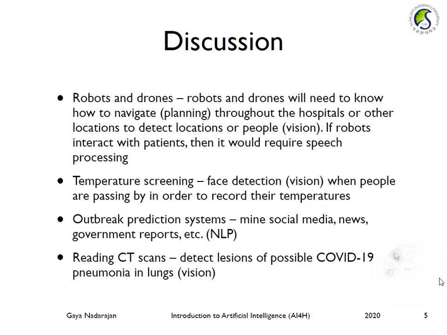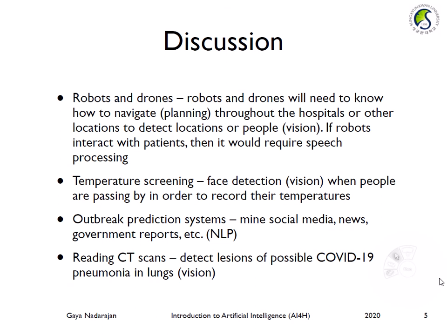Okay, so let's have the discussion now. I just put this up very quickly, but it doesn't have to be limited to just these things. When you look at the robots and drones that were used, they will need to know how to navigate. You saw the robot walking from room to room, right? This navigation is a kind of planning process. It can also use something called reinforcement learning.